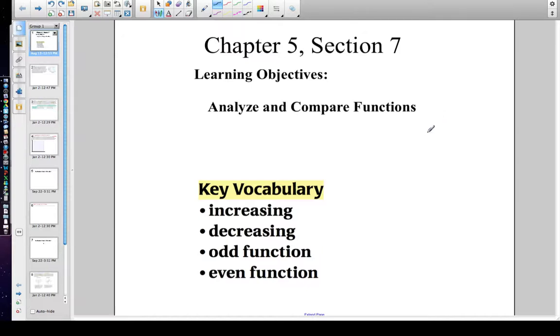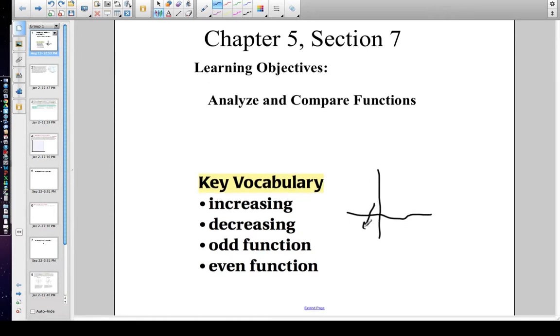Okay, in our final section of Chapter 5, we're going to be working at analyzing and comparing functions. And key vocabulary here is we're going to be talking about increasing and decreasing. What these are talking about is ranges in a graph. So if we had a graph, this here might be a cubic function, something like that. You can see that for this range here, we're increasing.